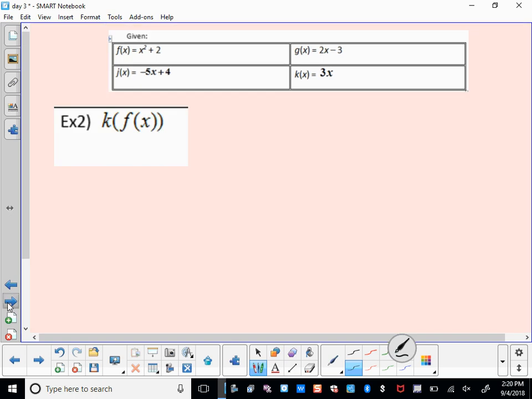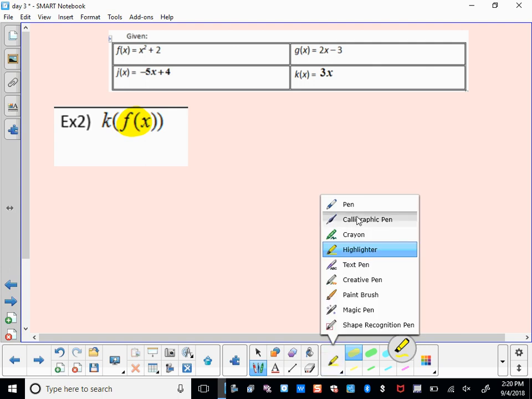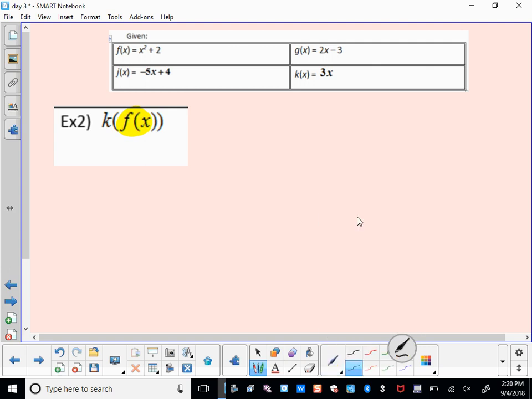Alright, number 2. On the inside, I'm going to highlight it. That part is very important. If you mess that up, then you'll be in trouble. Off to the side, I'm going to write out whatever's on the inside. f of x is x squared plus 2. Isaac, what function do I have on the outside? My f of x is on the inside, what's on the outside? k of x, and k of x is just 3x.